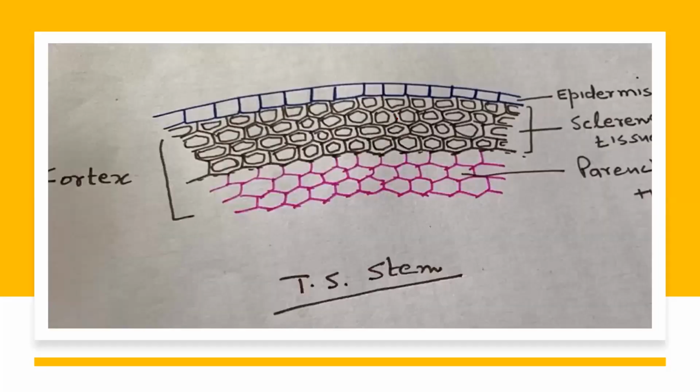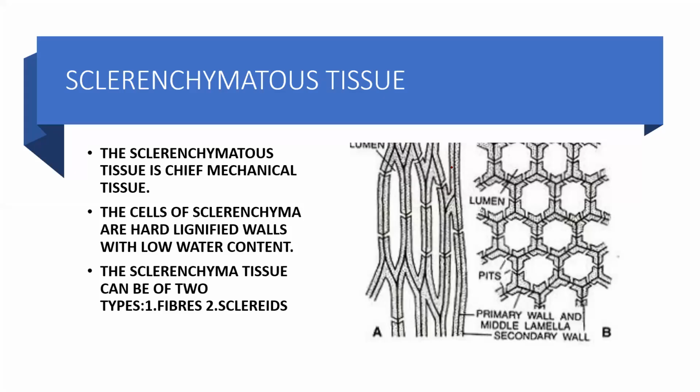Now, what is sclerenchymatous tissue actually? If we cut a transverse section of the stem and see its internal structure, we may find this is the outermost layer, which is called the epidermis. This is made up of thin-walled parenchyma cells. Inner to the epidermis is sclerenchymatous tissue. This double wall is showing thickened cells, so this tissue is called sclerenchyma, and this part is again made up of thin-walled cells called parenchymatous cells.